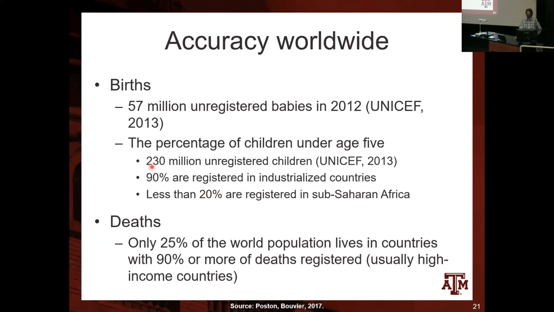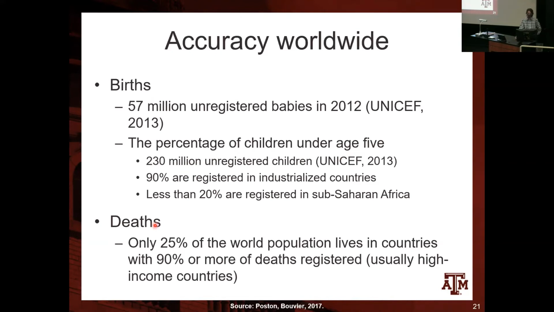Overall, in the world, 230 million children under age 5 were not registered. So some of them are 4 years old and they were never registered by the government. The same problem of accuracy of data you verify for mortality.